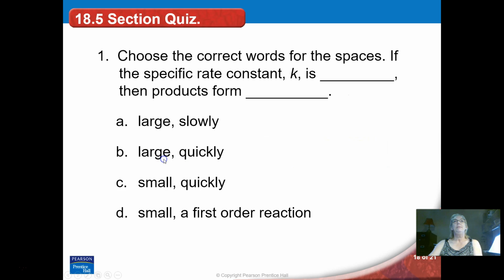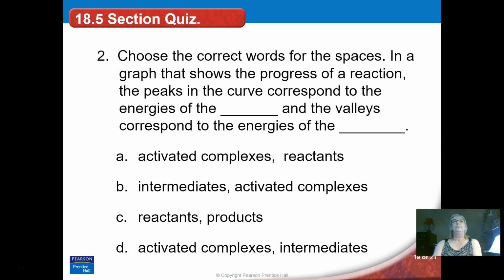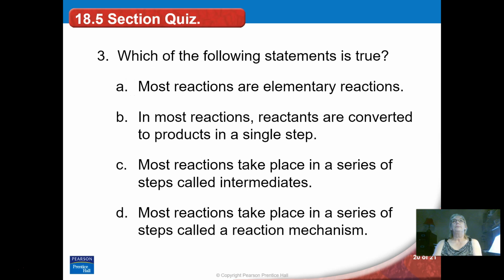So let me see if this quiz is any good. If I remember right, what about K? I asked you about that, so this would be a good one. So what do you think? There you go. K, quickly. Let's see if we can check this one. So that one, we have activated complexes and intermediates.